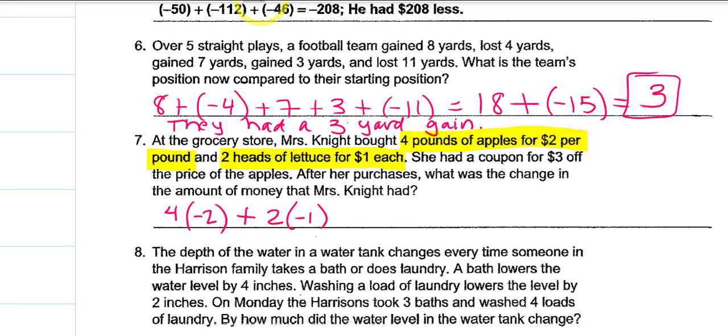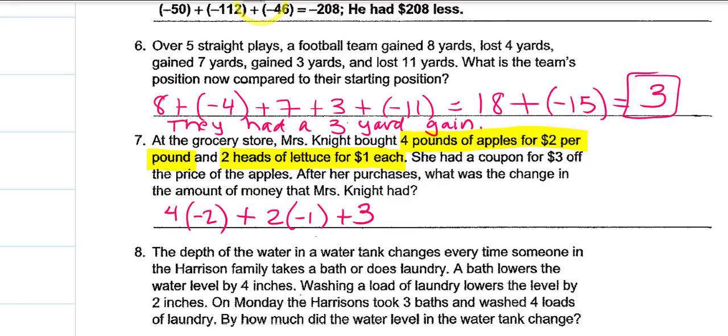Then she had a coupon for $3 off. So even though it says $3 off, it's like someone is walking up and giving her $3, right? A coupon, you're saving money. So I'm going to add $3 for the coupon. It's like she just found $3 on the floor right when she was getting ready to pay. So this is increasing the amount of money that she has. So we're going to write that as a positive 3. Okay, that should be everything that happened.